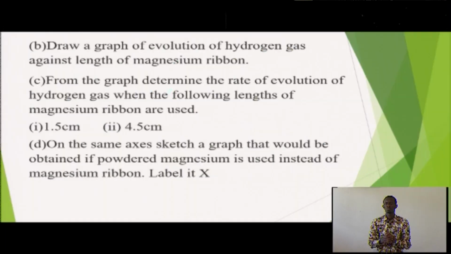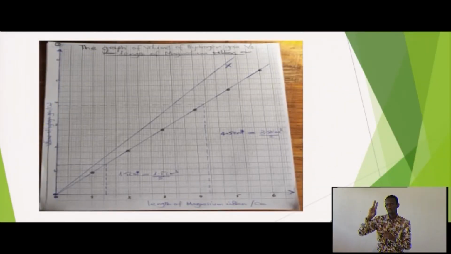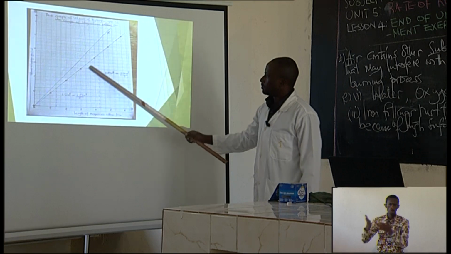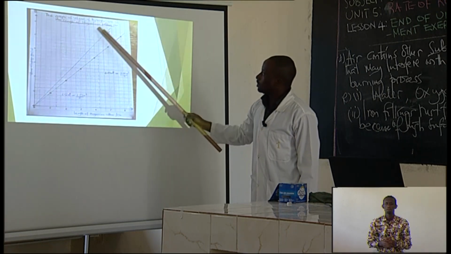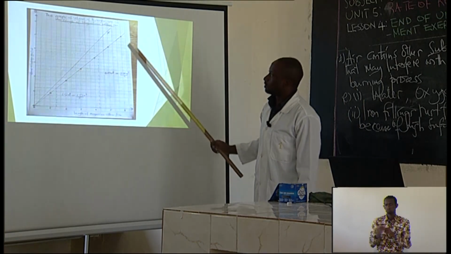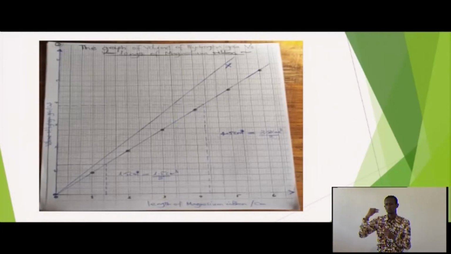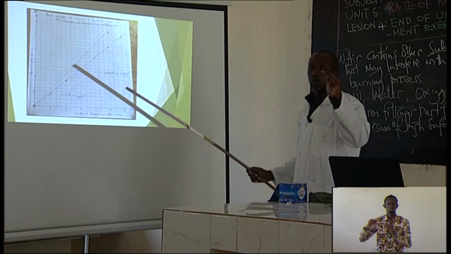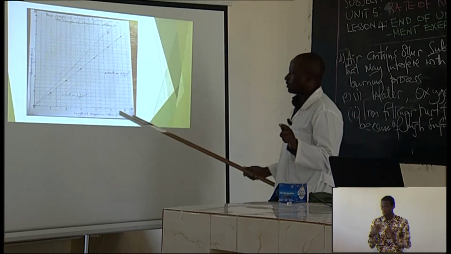So I've just tried to draw the graph for you. This is the graph of the evolution of hydrogen gas against the length of magnesium ribbon. There are some things I want to talk about on this graph.